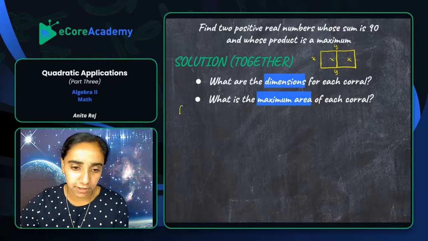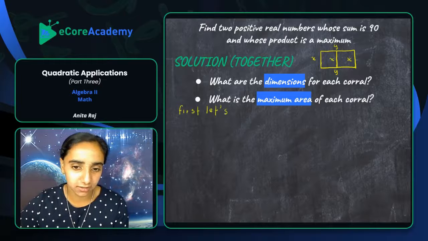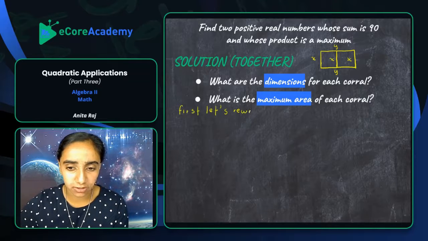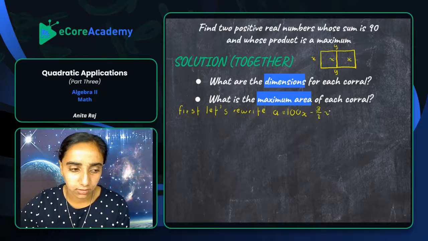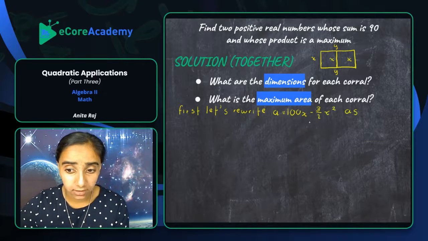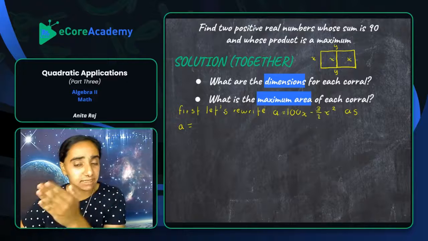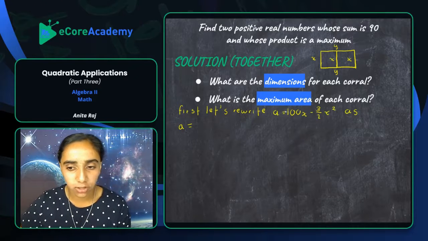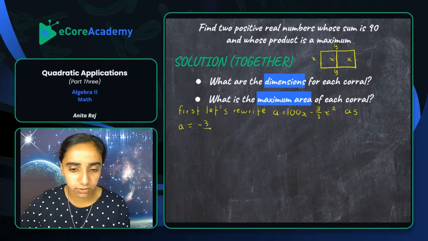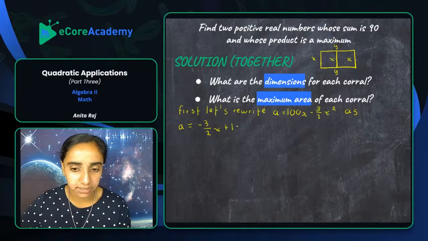So first, let's rewrite our function. Let's rewrite that function that we had found: A equals 100x minus 3 over 2x squared. I want to put the x squared term first, and the 100x term behind it, because I want to go in descending order of exponents. So we're going to move that negative 3 over 2x squared to the front, and then push that plus 100x to the back. And I'll show you why this is kind of fascinating.